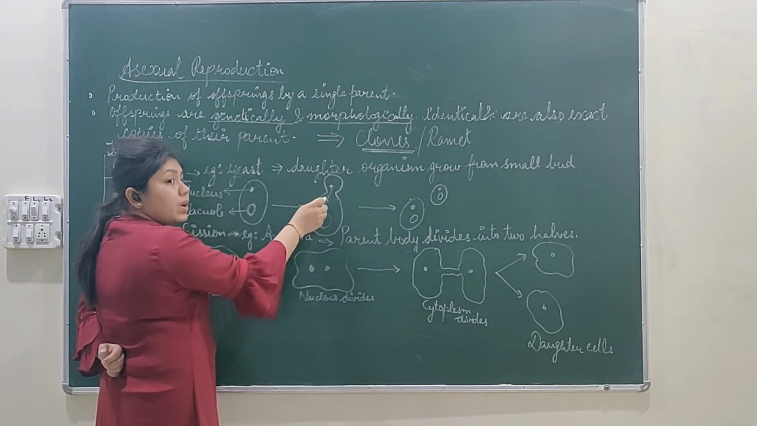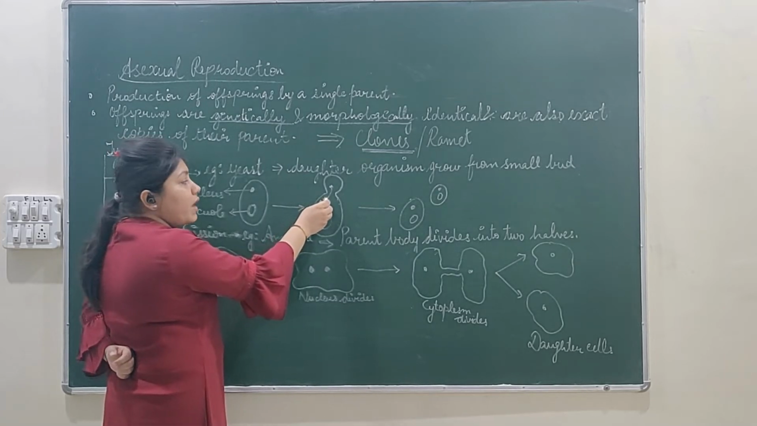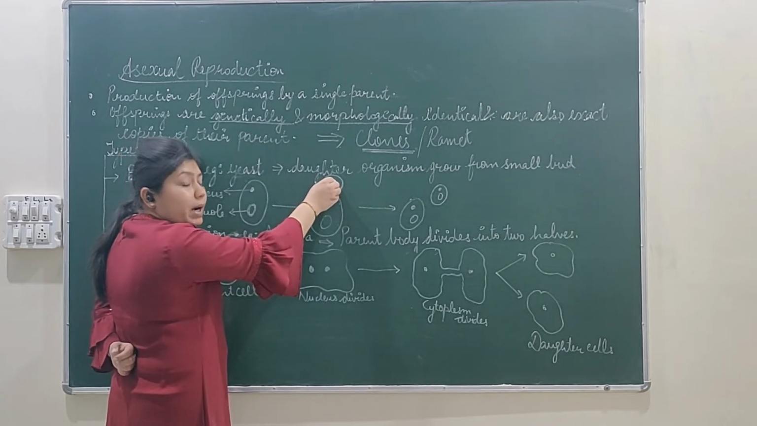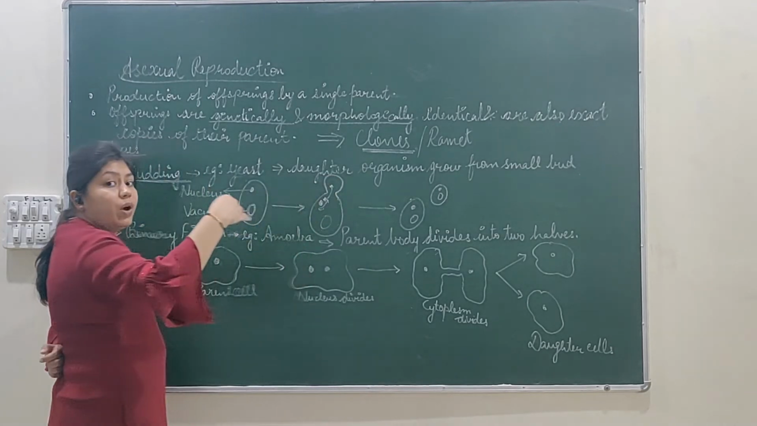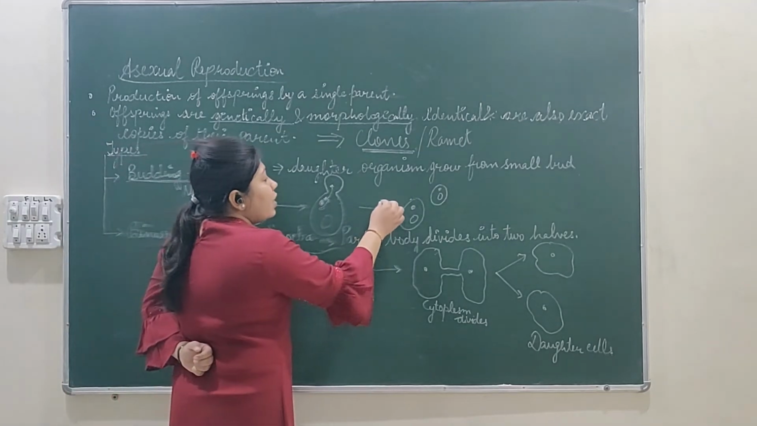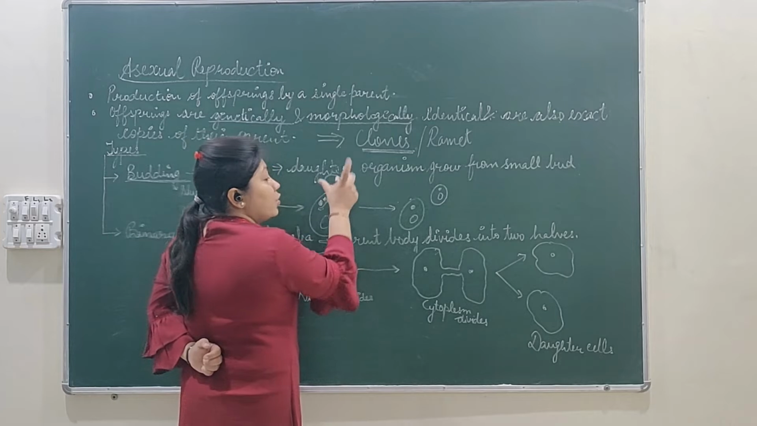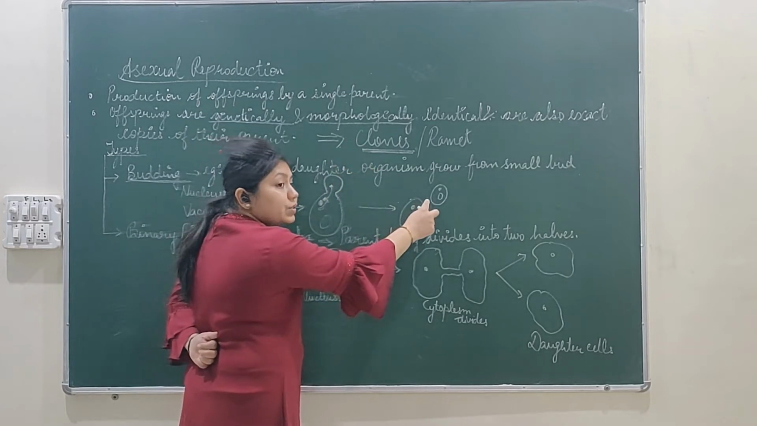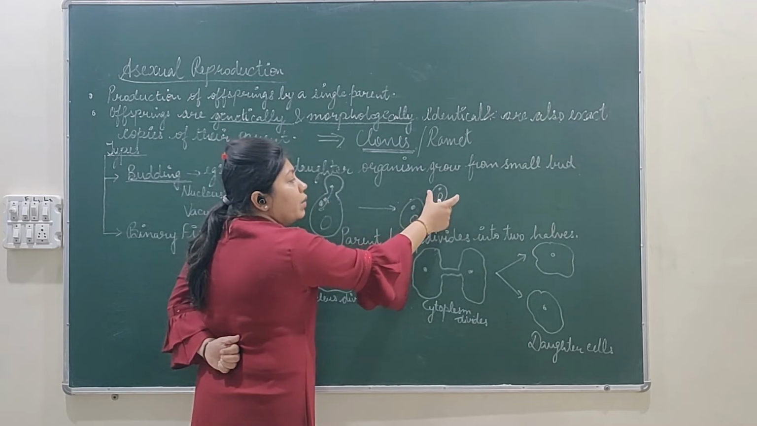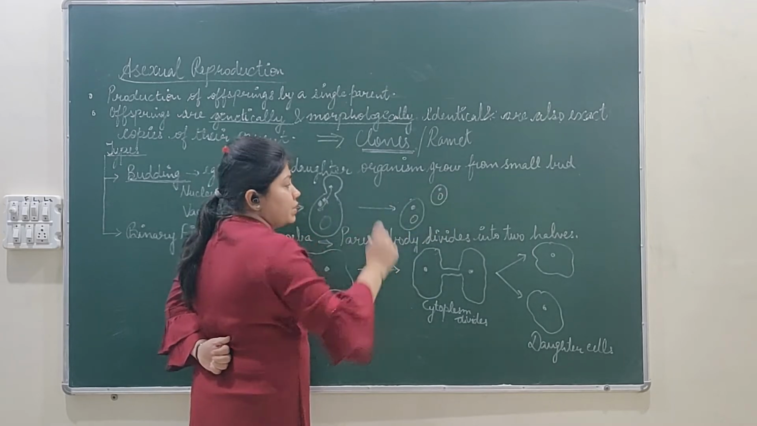Nuclear division is occurring, and one nucleus is going into this exogenous bud. Exogenous bud means which is formed outside the parent body, right? So later on, when this bud grows in size, it detaches from the parent body and a daughter yeast is formed, right?